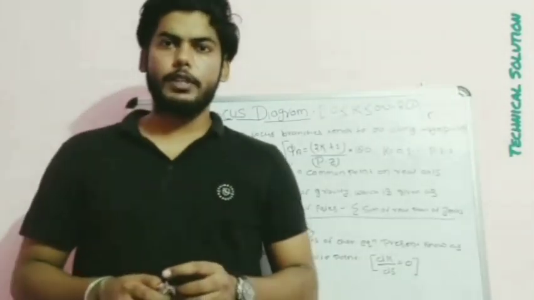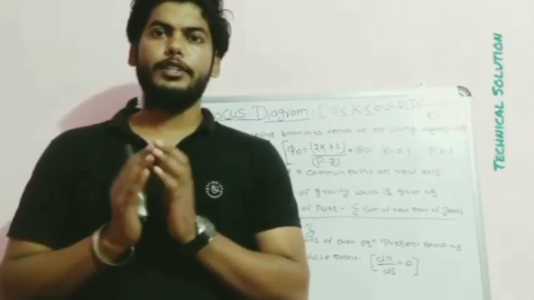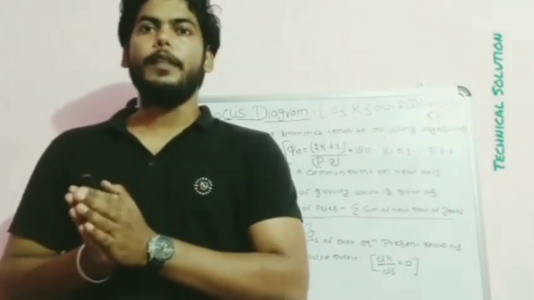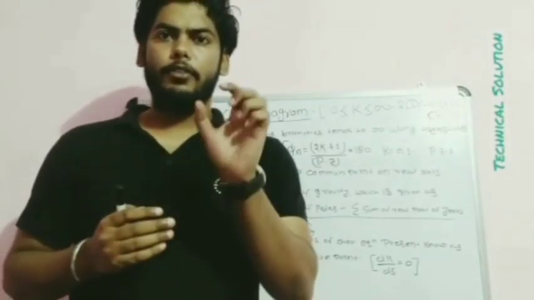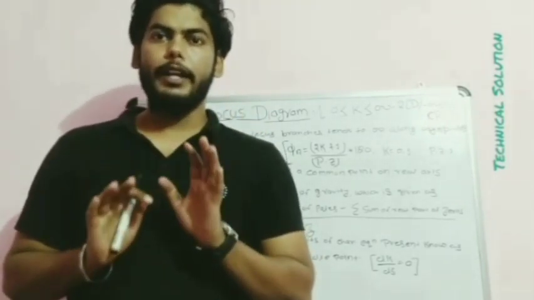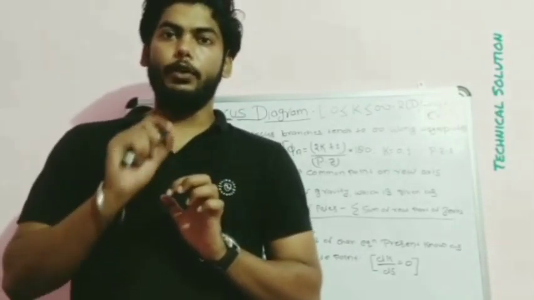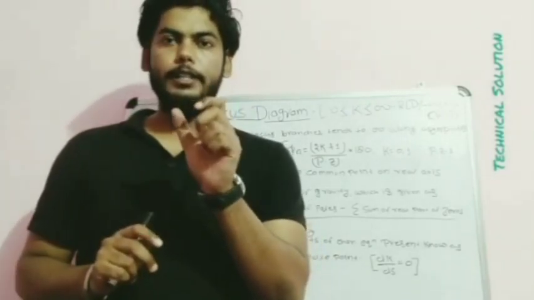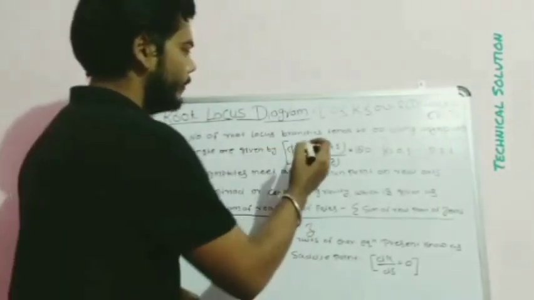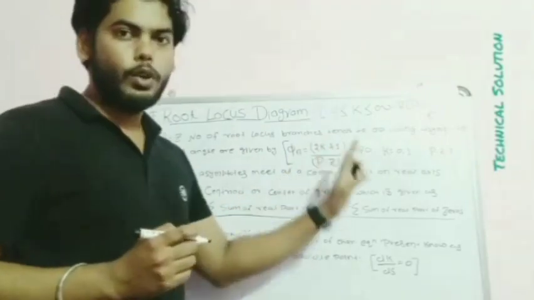The fifth point of the root locus diagram is that the number of root locus branches going to infinity is poles minus zeros, along the asymptotes. The angle of asymptote is defined as phi a. Phi a is the symbol of the angle of asymptote. So phi a is equal to (2k+1) upon (poles minus zeros) into 180. The value of k is from 0 to poles minus zeros minus 1.